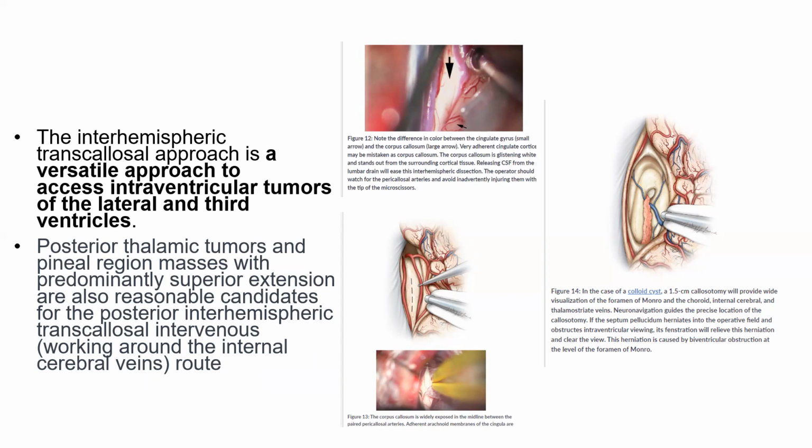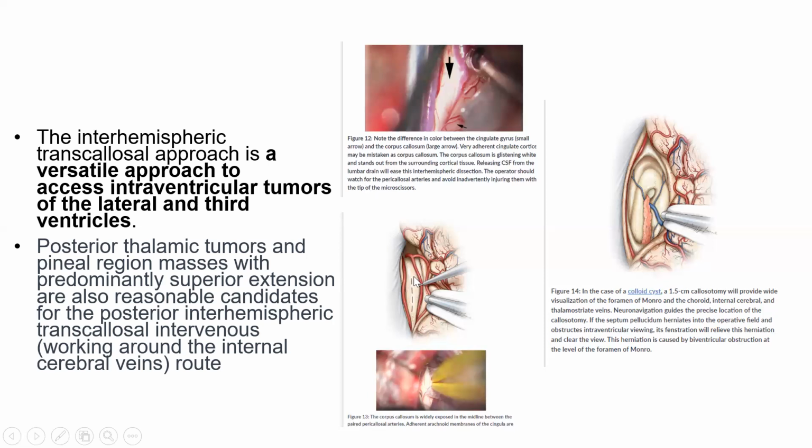So when you see over here, you can see no difference in color between the cingulate gyrus, with a small arrow over here, and the corpus callosum, with a large arrow. The corpus callosum is glistening white and stands out from the surrounding cortical tissue.